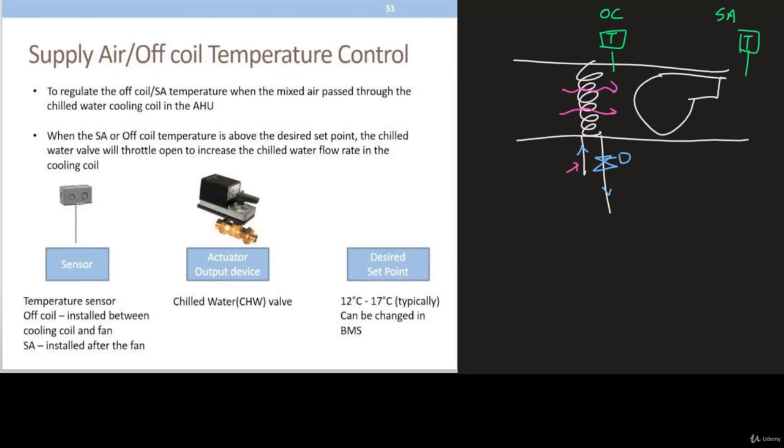So temperature too high, open the chilled water valve such that more chilled water flows through, and finally your air temperature will start to reduce to your desired set point. Usually the desired set point is around 13 degrees Celsius, 14 degrees Celsius. So if, let's say, it's very high, like 17 or 18 degrees Celsius, then it will start to open the chilled water valve more, to allow more heat transfer.